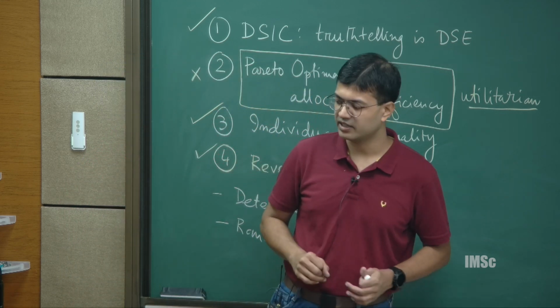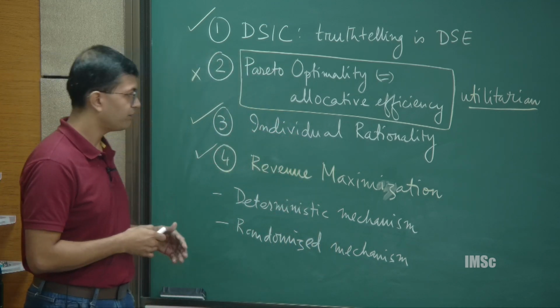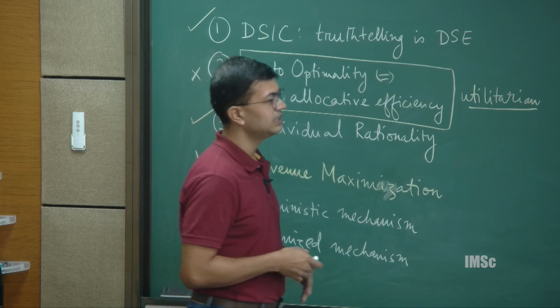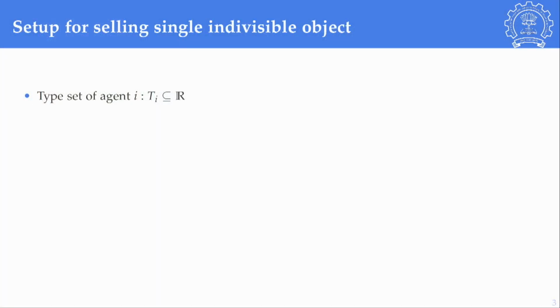So the setup is clear, right? We want to maximize the revenue by selling one object, and therefore every agent has some type set. For today's lecture, I will always use small t_i as the type of an agent, which will be a real number, and capital T_i as the set of all types.